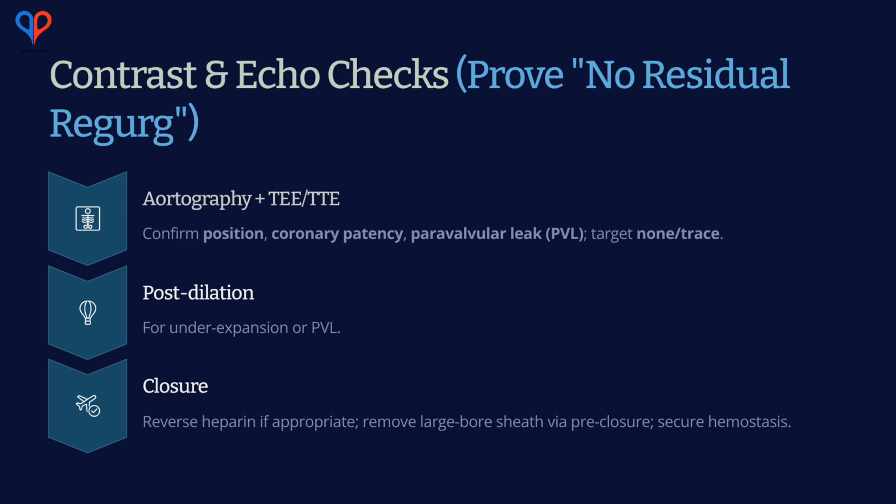Proving the win means aortography and echo confirm position, coronary patency, and aim for none or trace paravalvular leak. If underexpanded or leaking, we post-dilate. Then we reverse heparin if appropriate, remove the large-bore sheath through the pre-closure device, and achieve hemostasis.